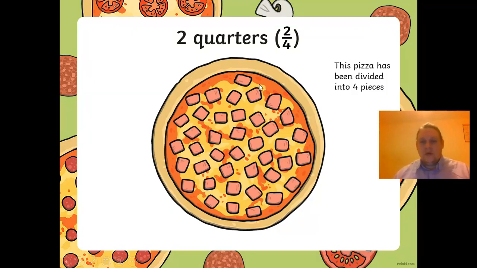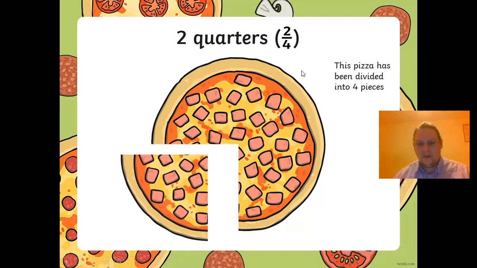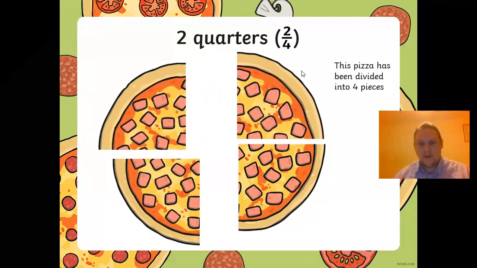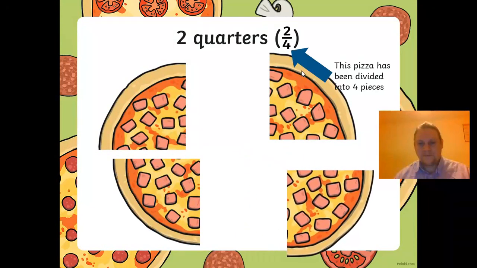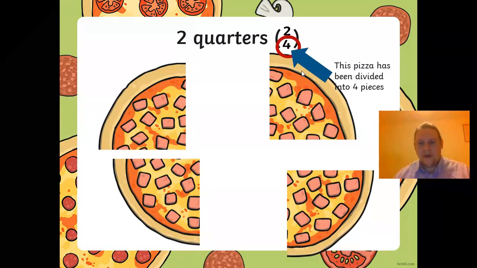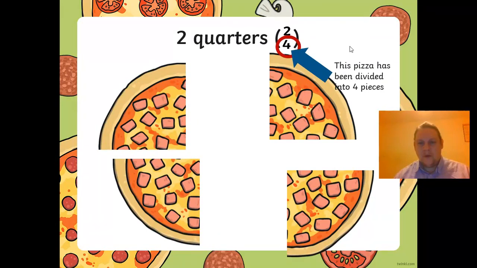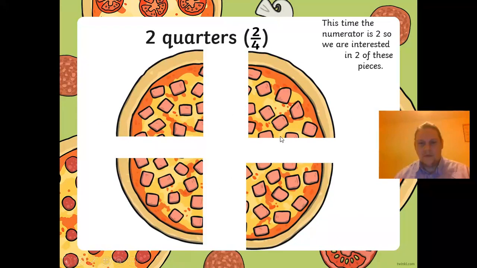Okay, 2 quarters, written 2 over 4. This pizza has been divided into 4 pieces, 1, 2, 3, 4. That's why we've got a 4 at the bottom of the fraction, telling us that this fraction has been divided into 4 equal pieces. This time the numerator is 2. So the top number is called the numerator. The bottom number is called the denominator.